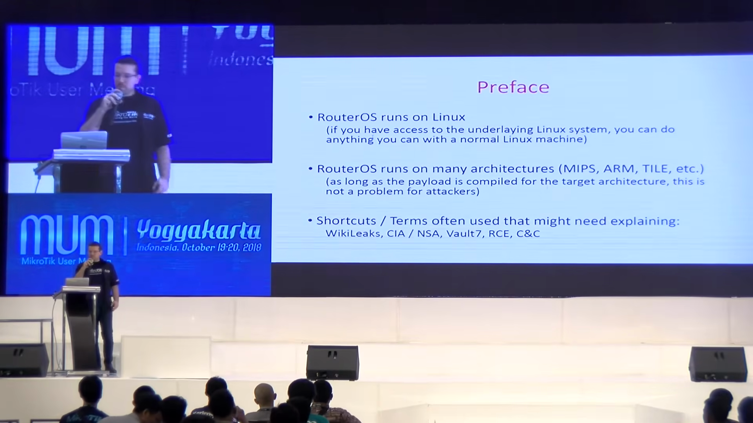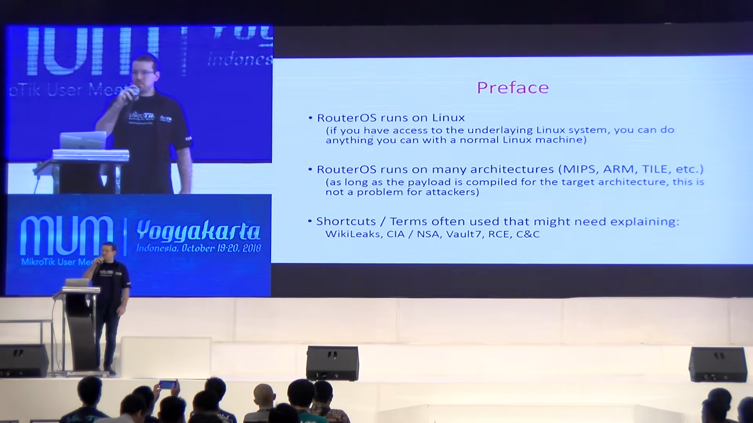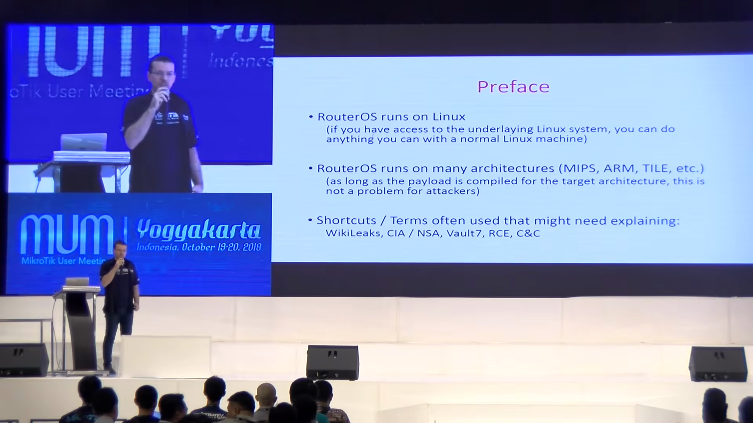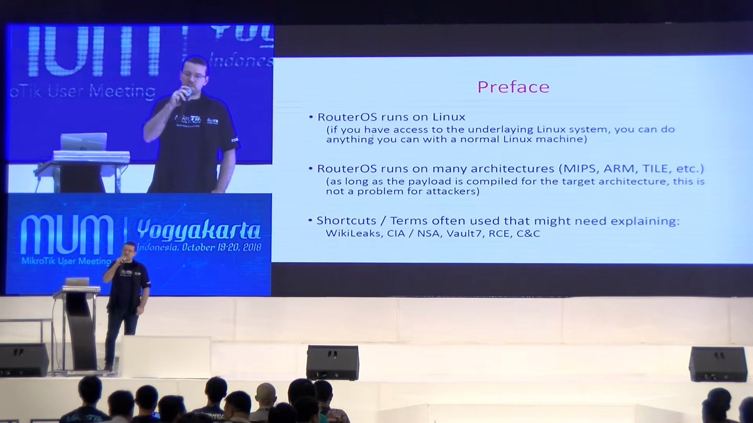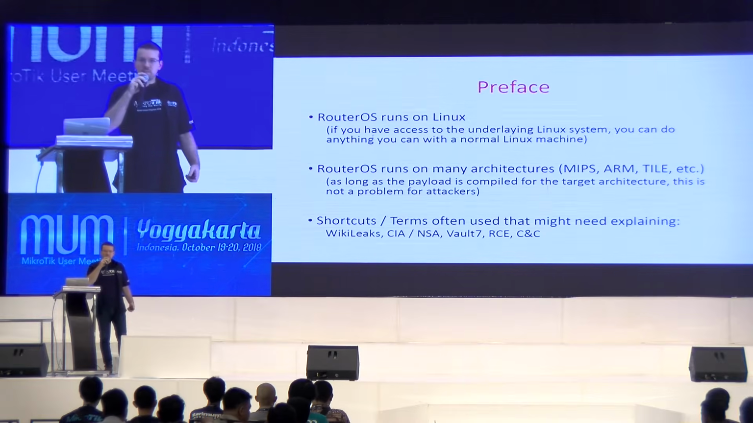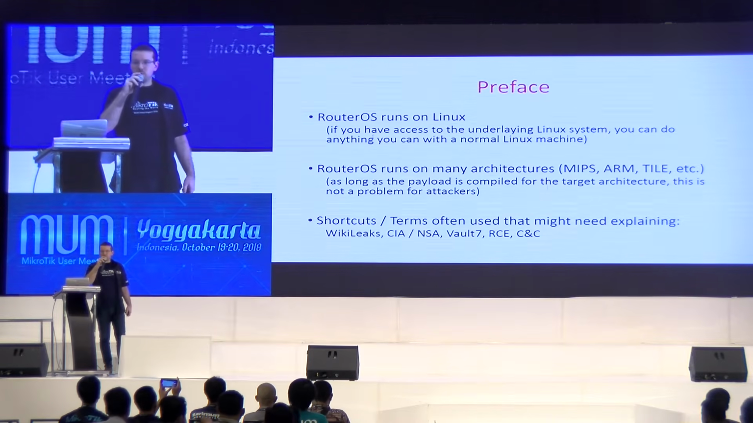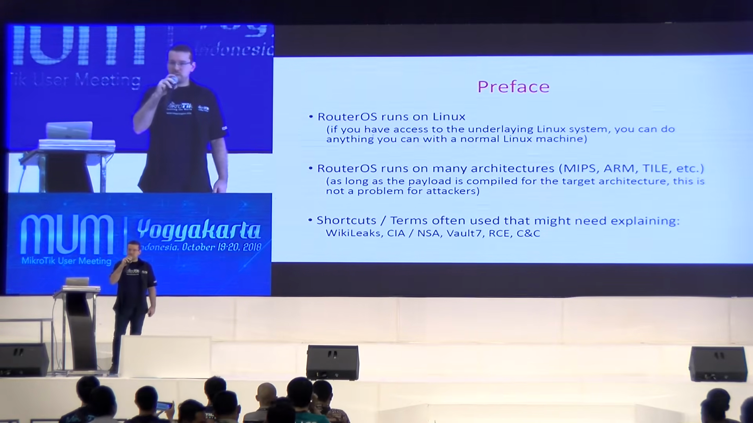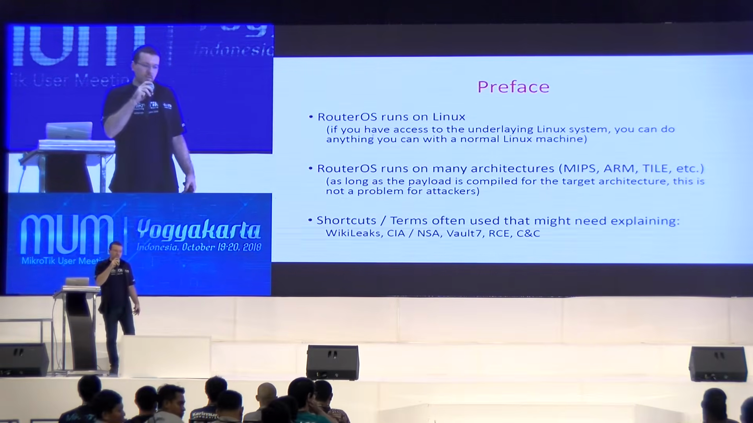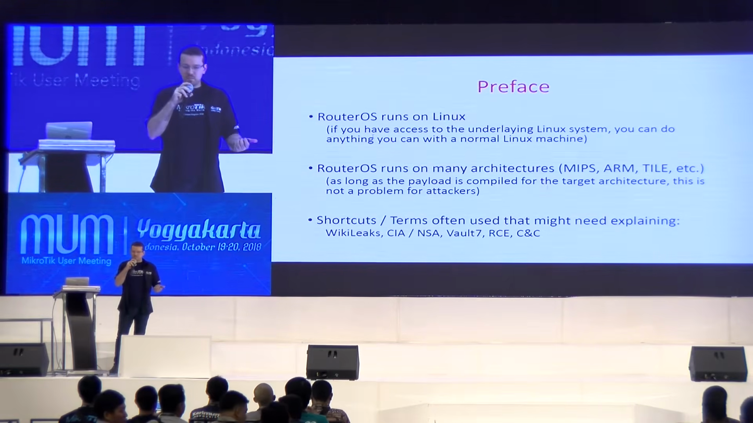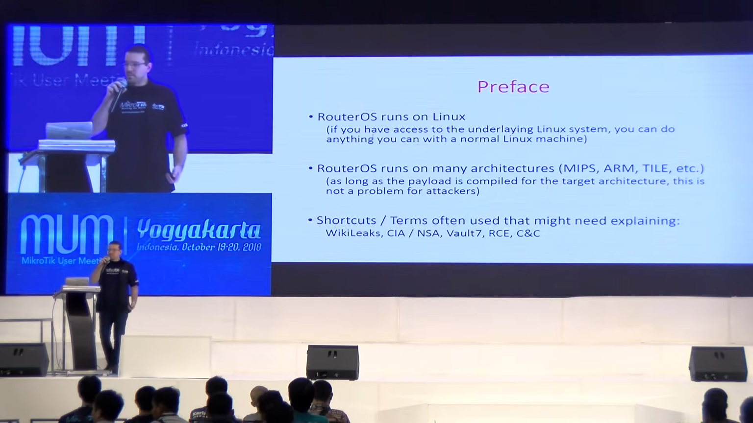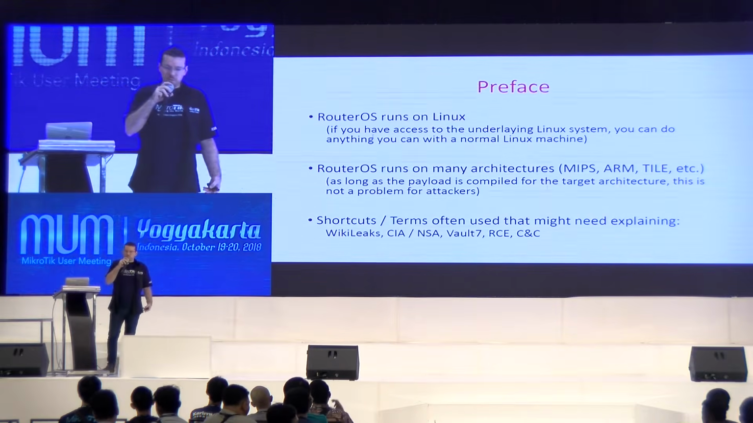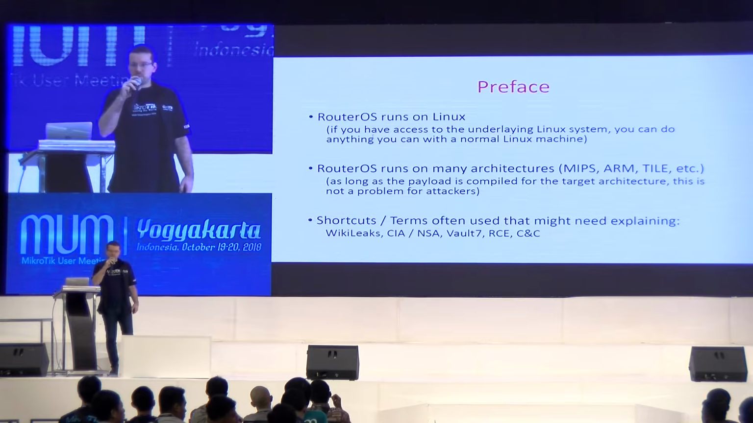So before we start, a little bit of a refresher. Hopefully all of you already know this, but we will still repeat. RouterOS runs on Linux. So if you have access to the underlying Linux system, RouterOS is just like any other normal Linux machine. So you can pretty much do anything with RouterOS if you have access to the underlying Linux system. And RouterOS runs on many architectures. It runs on MIPS, it runs on ARM, it runs on Tile. But that's not really a problem for attackers as long as you compile your payloads for the proper architecture, which all of the attackers will do.